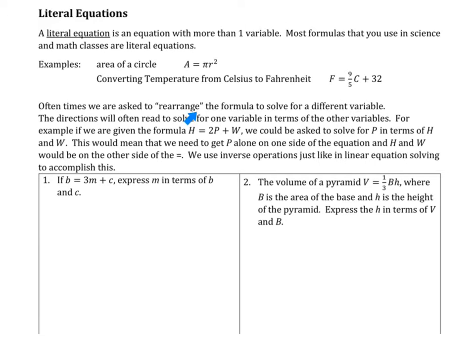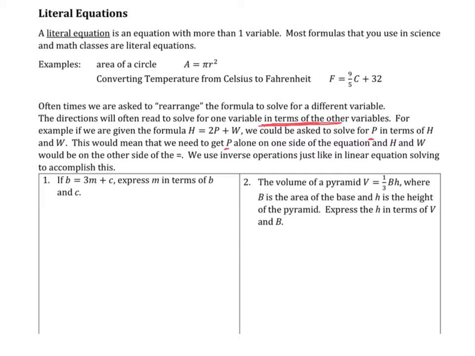Oftentimes we are asked to rearrange the formula to solve for a different variable. The directions will often read to solve for one variable in terms of the other variables. That's very important, in terms of the other variables. So when you are asked to solve for one of the variables in terms of the other, for example, if we are given h is equal to 2p plus w, we could be asked to solve for p in terms of h and w. This would mean that we need to get the p alone on one side of the equation and the h and w would be on the other side of the equal sign.